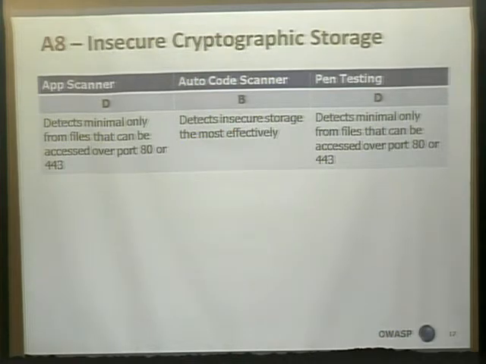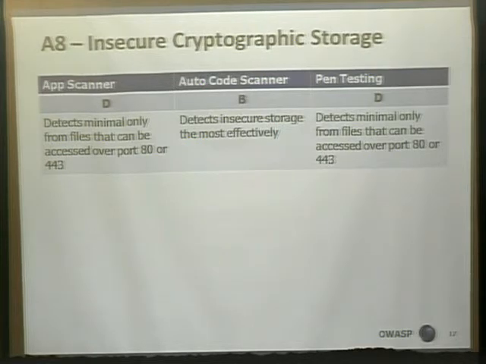All right. App scanners find almost no insecure cryptographic storage. What it may find is access to, say, a config file from a specific type of third-party application. And if you could download that and view the configuration files. There was one time I actually found the encryption key in a config file. Autocode scanning.